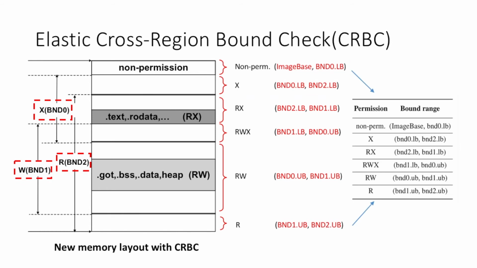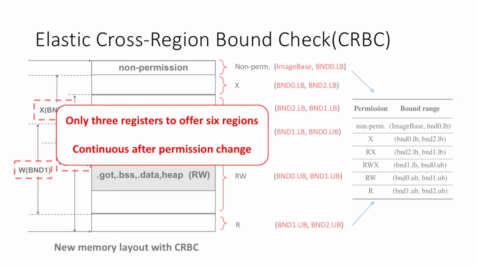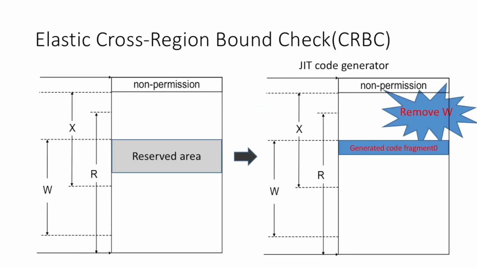The table shows the bound of each region described by bound registers. Based on this design, we only use 3 registers to offer 6 different permission regions. In this new layout, it can still keep continuous after you change the permission at runtime. Let's take the just-in-time code generated as an example. First, the JIT program uses some RWX memory to store generated code fragment 0.